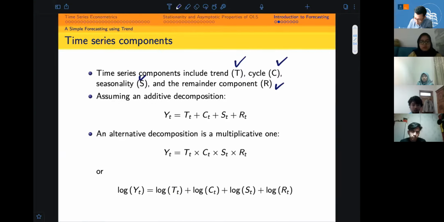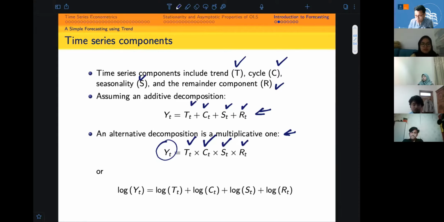Okay. So again, just to recall what I said, time series components include trend, cycle, seasonality, and the remainder component or the irregularity component. So you can have additive decomposition. Okay, so basically it's a component of trend, and then cycle, seasonality, and then the remainder component, or you can have a multiplicative one. Okay, so basically Y is a function of the trend multiplied by the cycle, multiplied by the seasonality, and the remainder. And if you take a logarithmic transformation, then you'll have that the log Yt is the log trend, log Ct, log seasonality, and then the log remainder. Okay, so again, this is going to be the ideal forecasting scenario, but for this particular case, I'm just going to focus on the trend component here.